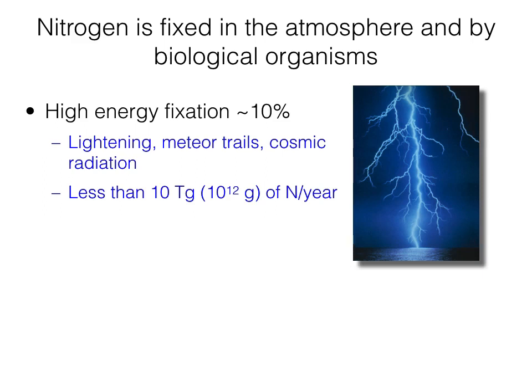There are two ways in which this N2 gas can be converted to an available form. One is called high energy fixation. Only about 10% of the nitrogen that becomes available from the atmosphere is converted this way, and this can happen in the atmosphere because of lightning strikes, meteor trails. Cosmic radiation can provide enough energy in the atmosphere to convert nitrogen gas to some kind of nitrogen oxide form. This constitutes less than 10 teragrams, so Tg just stands for teragrams, that is 10 to the 12th grams of nitrogen per year, which is about 10% of the total nitrogen fixation on planet Earth.